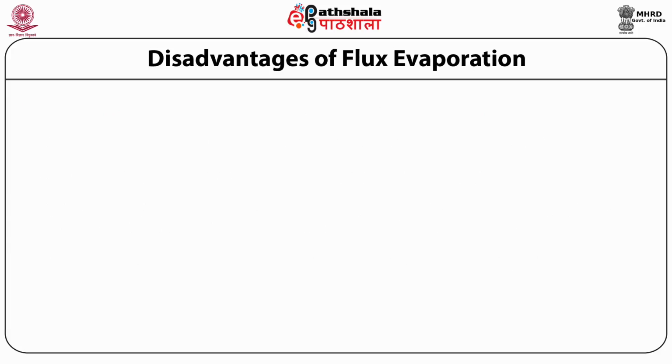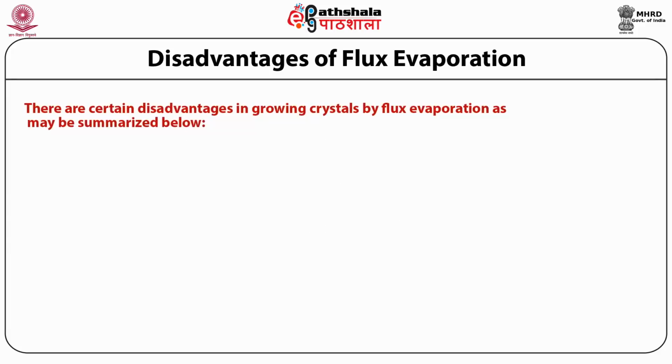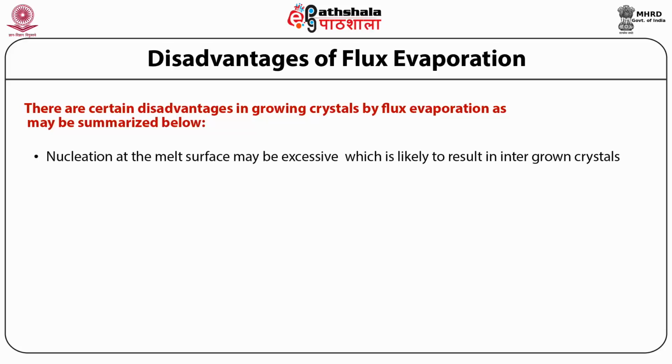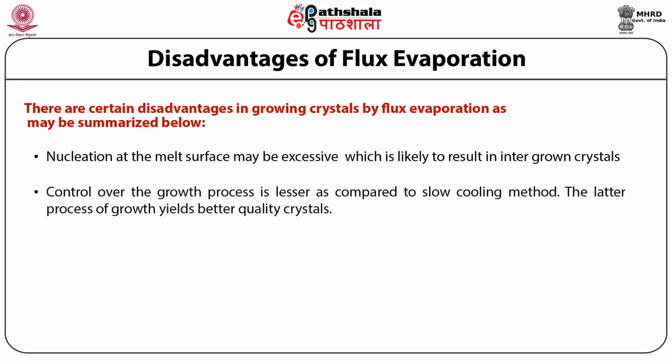Disadvantages of flux evaporation. There are certain disadvantages in growing crystals by flux evaporation, which may be summarized here. Number 1. Nucleation at the melt surface may be excessive, which is likely to result in intergrown crystals. Number 2. Control over the growth process is lesser as compared to the slow cooling method. The latter process of growth yields better quality crystals.